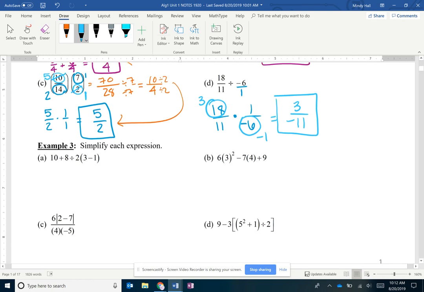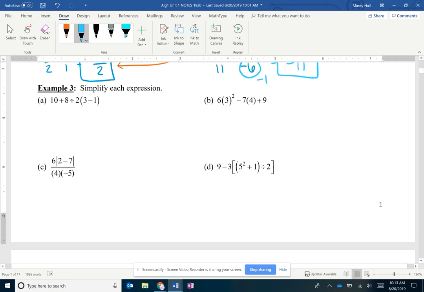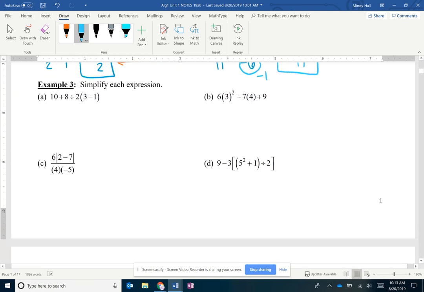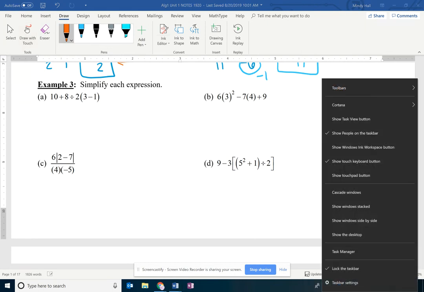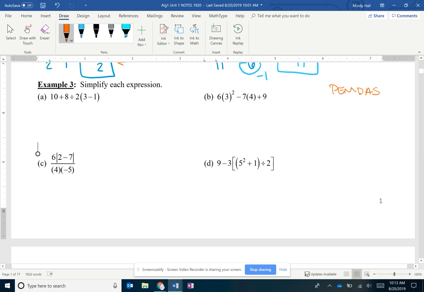All right, so example 3 is actually doing some order of operations with more than one operation. So if you start, remember it's PEMDAS, P-E-M-D-A-S. Since it's parentheses first, I notice I have this set of parentheses right here. So I'm just going to write everything else that is there. And 3 minus 1 is 2. So I just simplify that.